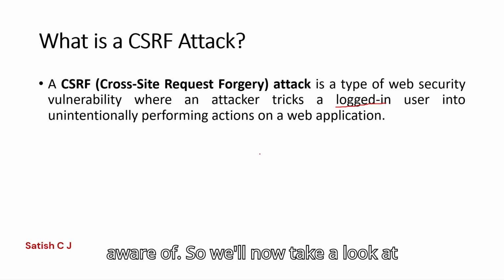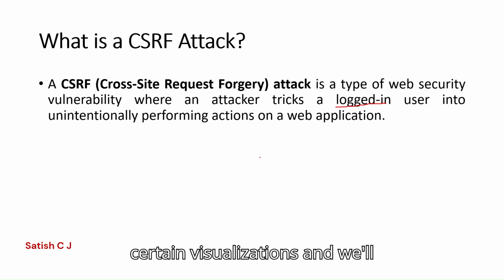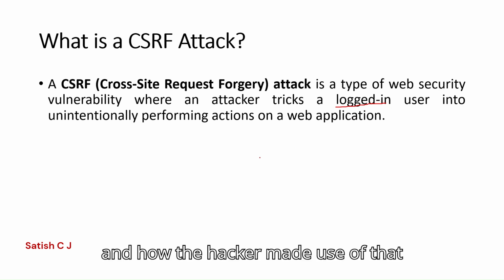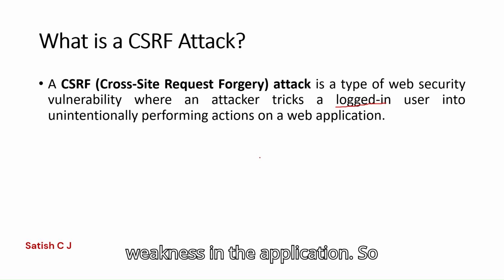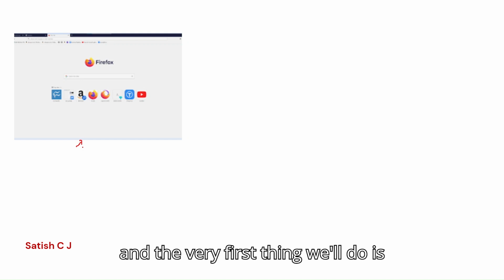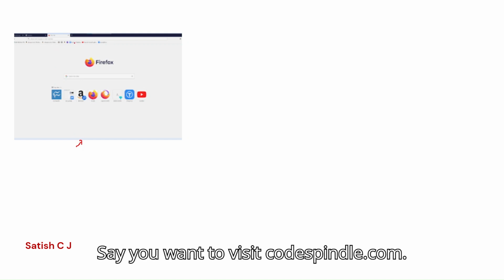We'll now take a look at certain visualizations, and we'll understand how this application worked and how the hacker made use of that weakness in the application. Here I have my browser which is running on my client. And the very first thing we'll do is enter the URL for our application. Say you want to visit codespindle.com, you'll be entering the URL codespindle.com here. So I'll be entering the URL.